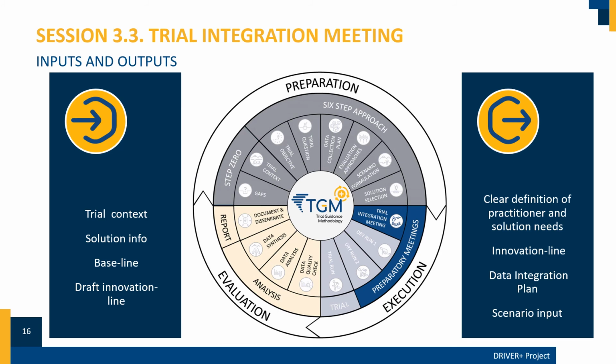Let's recap the inputs and outputs of the trial integration meeting. Your input in this phase is the trial context, information about the solution selected, the baseline and draft innovation line. Each of these are outputs from the preparation phase. Your output after the TIM are a clear definition of practitioner and solution needs, the innovation line, the technical data integration plan, and scenario input.